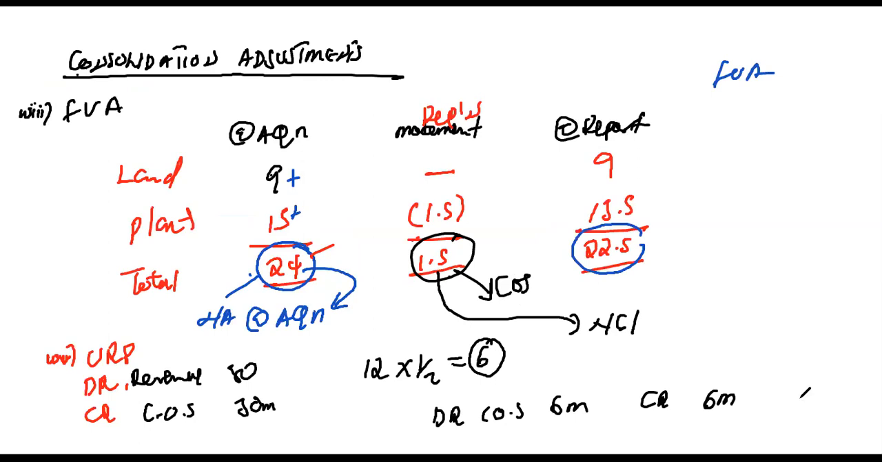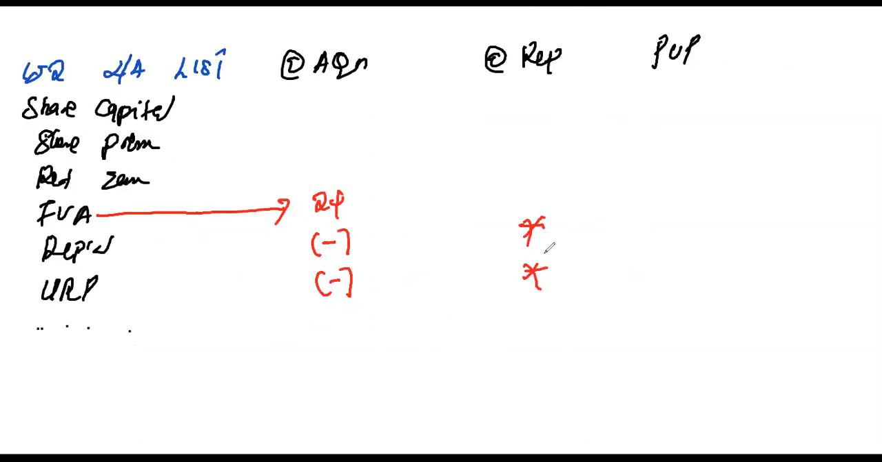Now we can go and do our net assets list at acquisition, finish it off. So it means URP, we have nothing because the parent sold. So there's no URP at acquisition. Now let's go to the fair value adjustments.